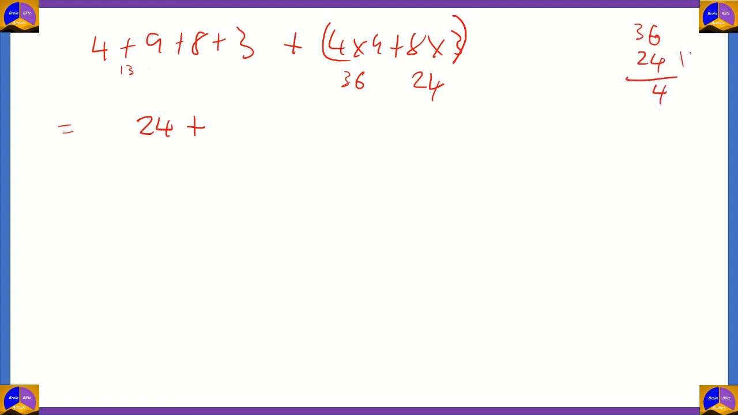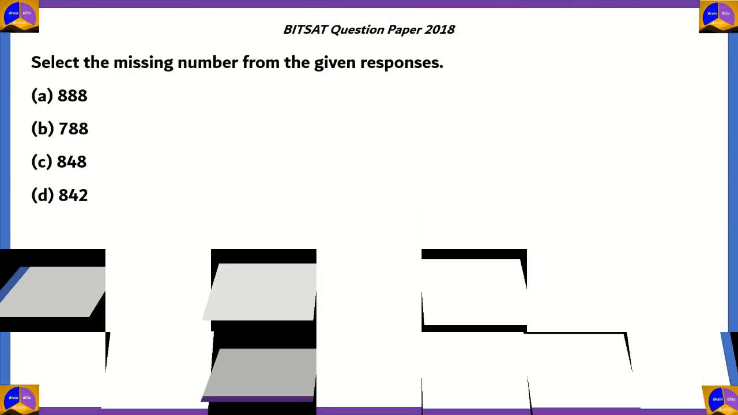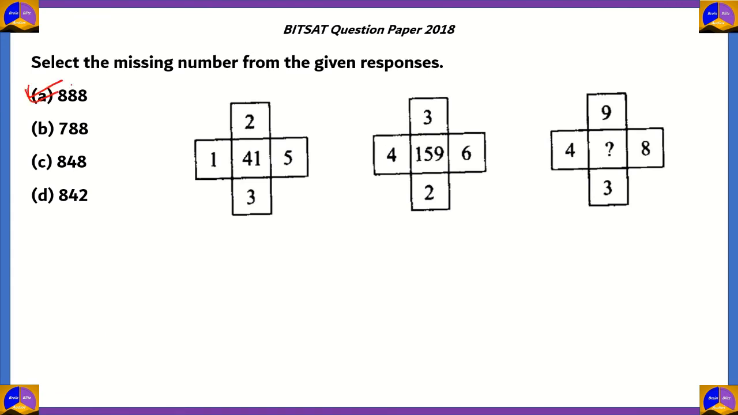So 6 times 4 is 24. 3 times 4 is 12. Plus 2 is 14. And then 6 times 2 is 12. 3 times 2 is 6. 6 plus 1 is 7. So if you were to add that, that's 4. That's 6. That's 8. So 864 plus 24 will be the number in the center. So 864, just add 24 to it. 4 plus 4 gives you 8. 6 plus 2 also gives you 8. You already have an 8 there. So the correct missing response for this question is option A, which is 888.